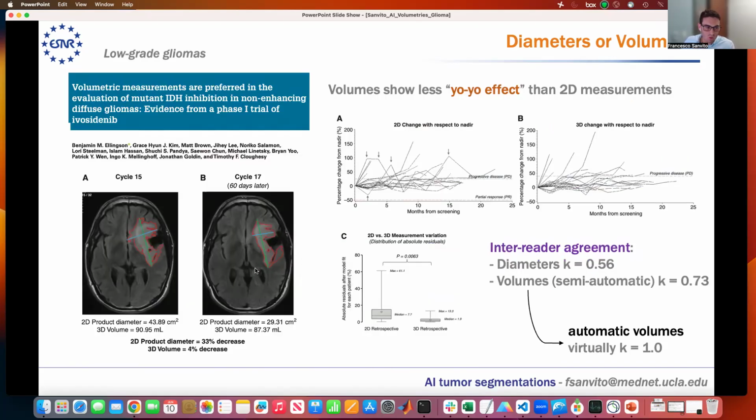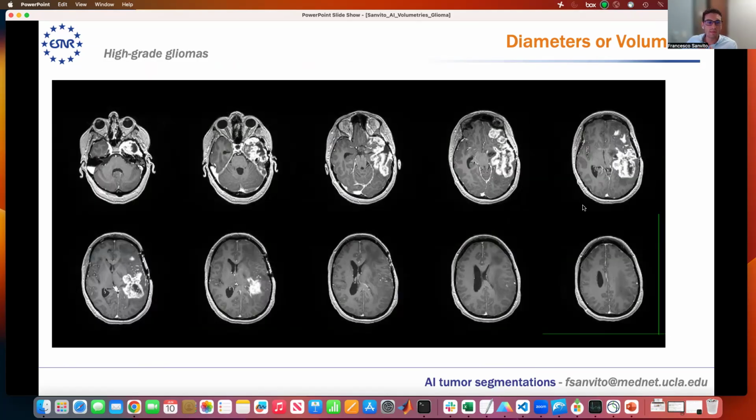There is literature that shows that diameters have less interreader agreement than volumes from segmentations, and that they are more subject to this yo-yo effect because they go up and down a little bit more, as they're more noisy. Importantly, the interreader agreement was better with volumes in this study, even though it was a semi-automatic volumetric segmentation. So I would argue that when we go fully automatic with AI solutions, we don't have any issues with interreader agreement anymore.